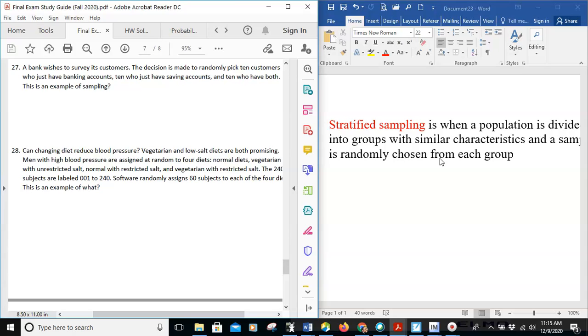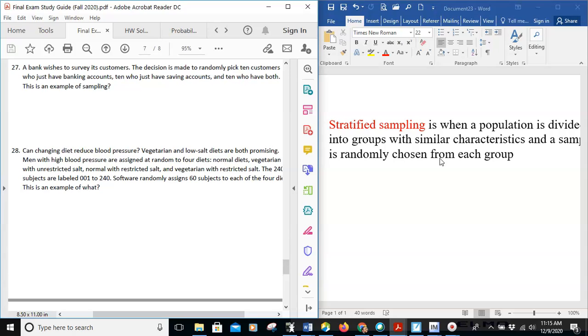All right, for 28, it says, can changing diet reduce blood pressure? I wonder. All right. So with that, it says vegetarian and low salt diets are both promising. So it's like, wait a minute, we're talking about experiments here, because they're talking about promising, we're going to actually try stuff on people. So maybe we're going to talk about our designing experiments notes. Maybe we should go look at that one. Yeah, it's going to be an experiment here.